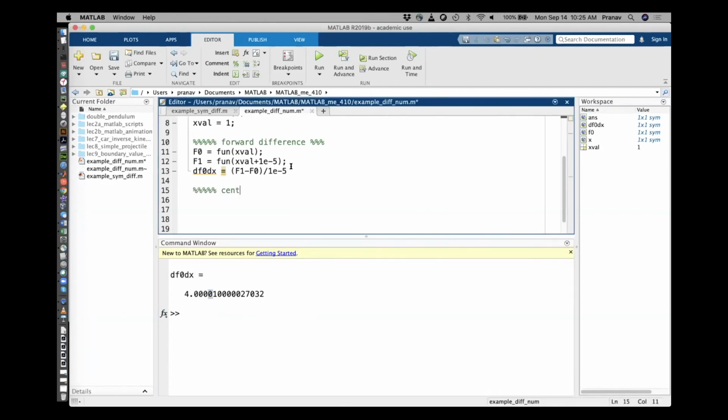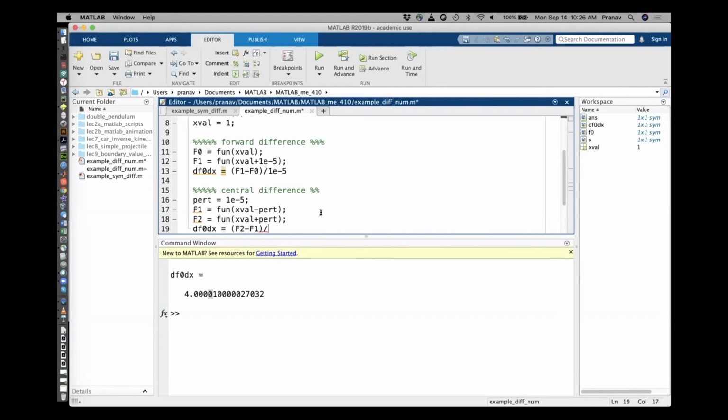Let's try to do it by central difference and see if it's more accurate than the forward difference. So it's always a good idea to define this perturbation as a separate variable, because then I can keep reusing it. So let's say f1 equals fun at xval minus pert, and then f2 equals fun at xval plus pert. So this is just defining the 2 points I showed in my derivation. And then df0/dx equals f2 minus f1.